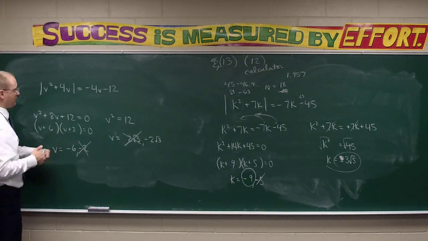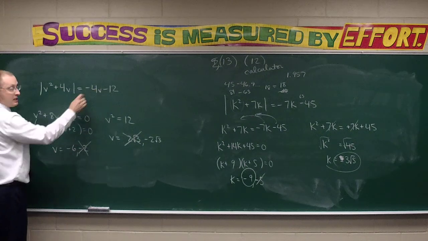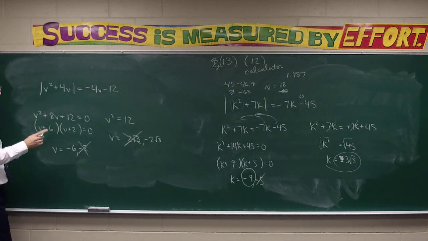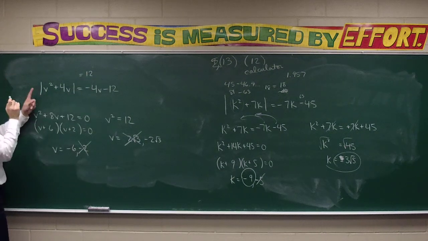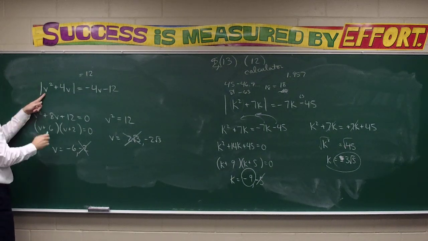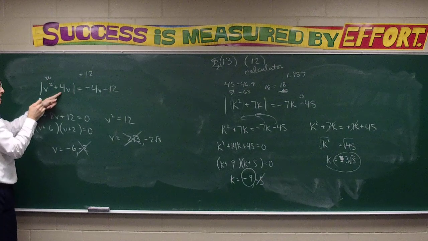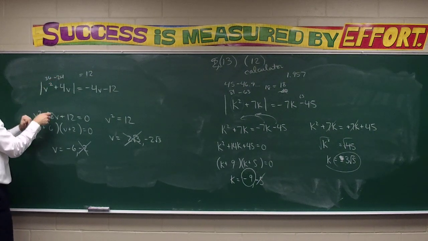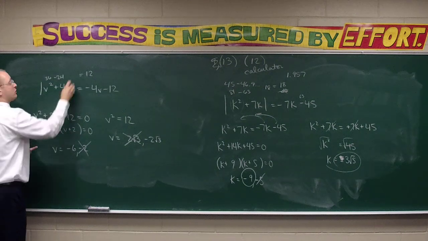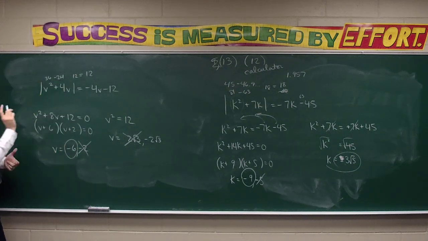Let's start with the easy one, negative 6. Negative 4 times negative 6, positive 24, minus 12. 12. All right, negative 6 when you square it, 36. Negative 6 times positive 4, negative 24. 36 minus 24 is 12, and the absolute value of 12 is 12. All right, so that one checked out.